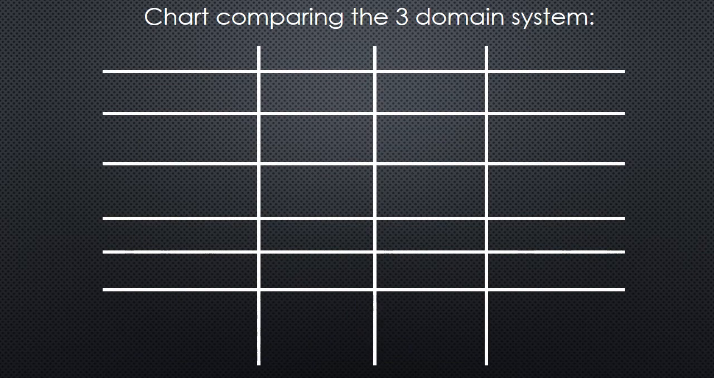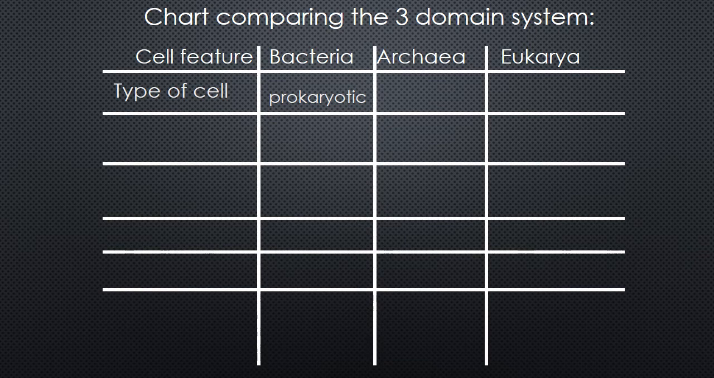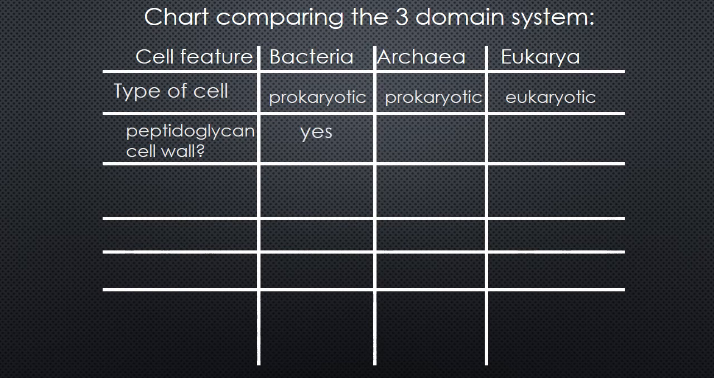So let's start looking at the cell level, comparing the three-domain system. We're going to look at the cell features as they are found in the three different domains. So for our type of cells, bacteria and archaea are both prokaryotic cells, and Eukarya is eukaryotic cells. Our peptidoglycan walls, if you'll remember, were found in bacteria, not in archaea, and not in Eukarya, which for some reason my little "no" doesn't pop up till later.